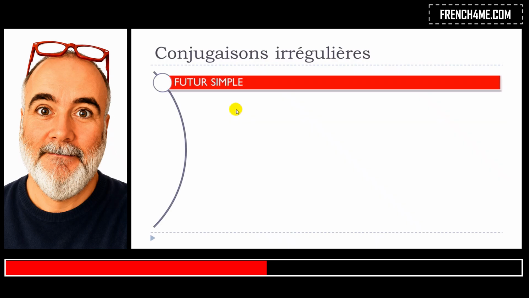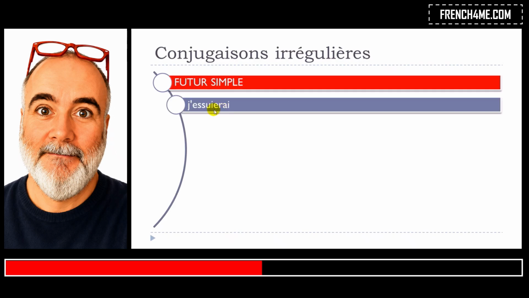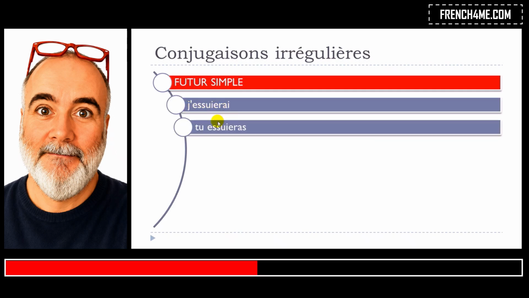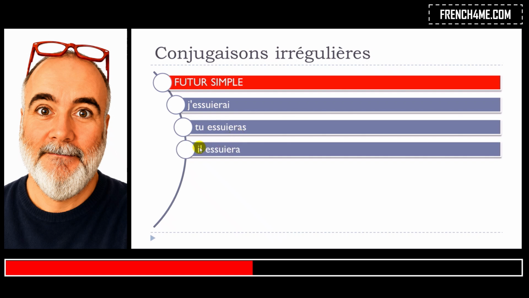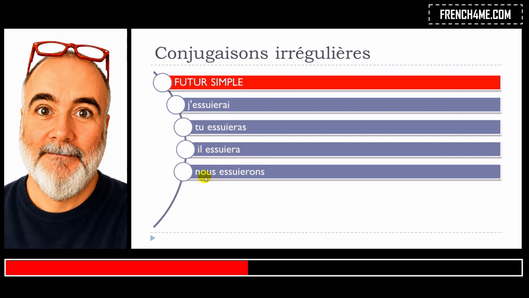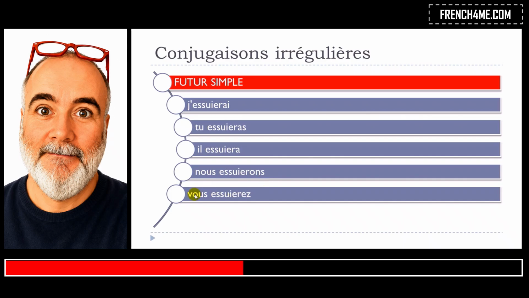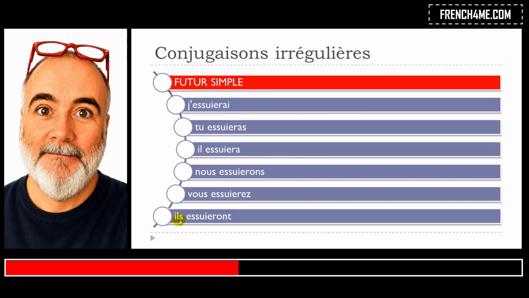Okay, so let's see now le futur simple. J'essuierai, tu essuieras, il essuiera, nous essuierons, vous essuierez, ils essuieront. Okay, so it's exactly the same thing, you can see that this y will be changed and modified and it will be replaced by this i, and you can see that in that case here for the futur simple form, it does concern all the forms. So je, tu, il, elle, nous, vous, ils, elles.